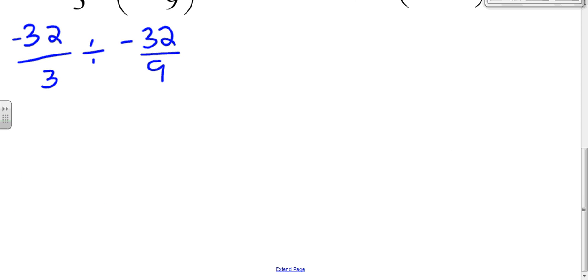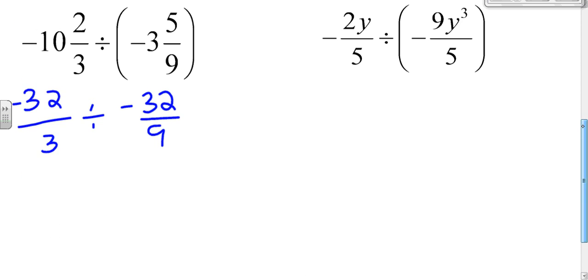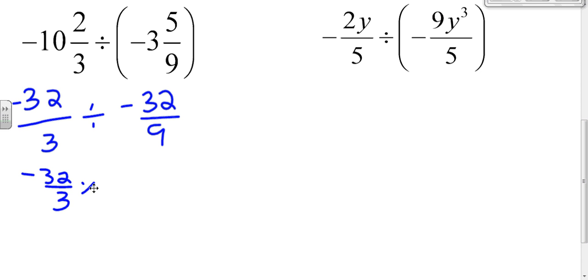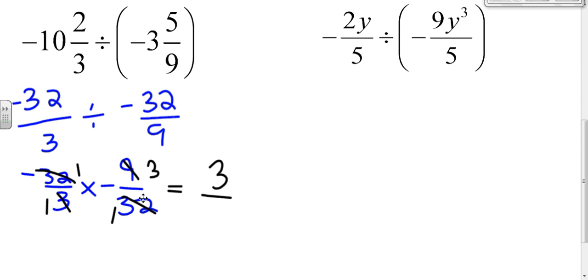I'm going to keep and change and flip. So I'm going to get negative 32 thirds times 9 over 32. And again, that's negative. And now I can cross-reduce. 32 goes into 32 once. 3 goes into 3 once. 3 goes into 9 3 times. I end up with a negative 1 times a negative 3 is a positive 3. And 1 times 1 is just 1. So my final answer is 3.